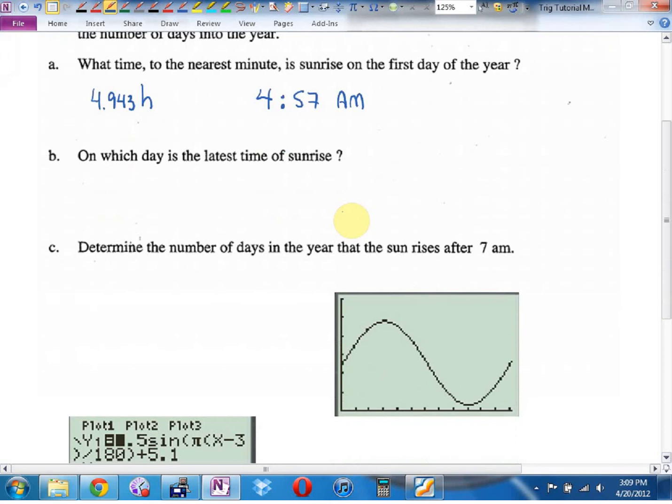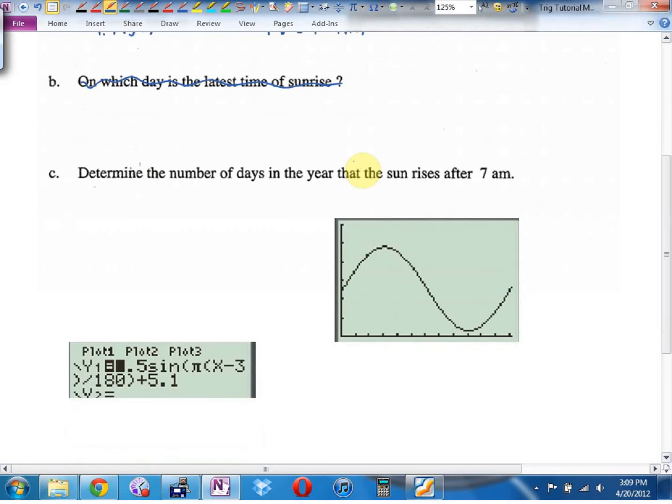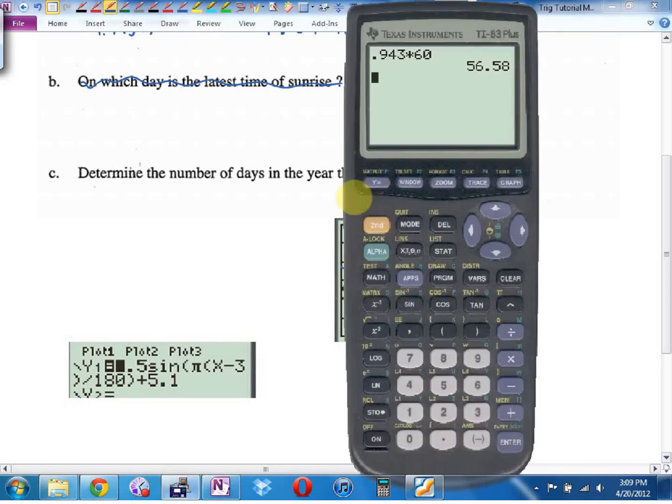B asks, on which day is the latest time of sunrise? Now this involves using a maximum or a minimum. I would not ask you that. C is fair game, though. C says, determine the number of days in the year that the sun rises after 7 a.m. I think that's a y value. I think what I'm going to do is send a line across the screen 7 high. I'm going to go Y2 equals 7.